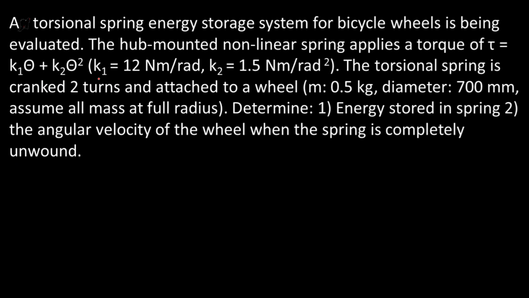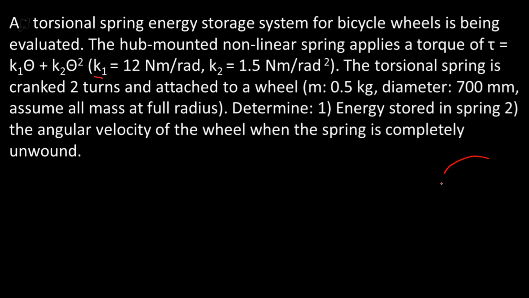Remember, K can be a spring constant, whether it's for a linear spring or for a torsional spring. The torsional spring is cranked 2 times and attached to a wheel. Mass of the wheel, 0.5 kilograms, diameter 700 millimeters. Assume all mass at the full radius. Determine 1, the energy stored in the spring, and 2, the angular velocity of the wheel when the spring is completely unwound. Start with a picture.